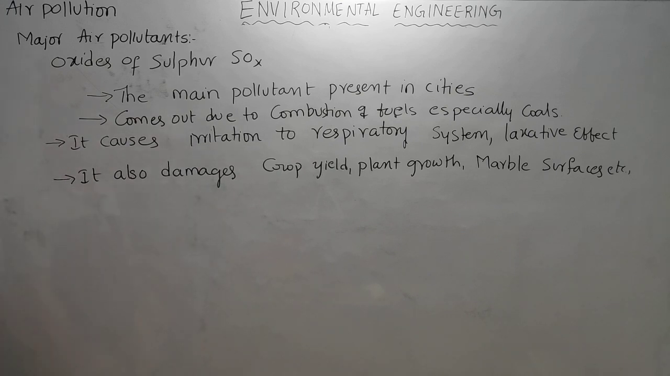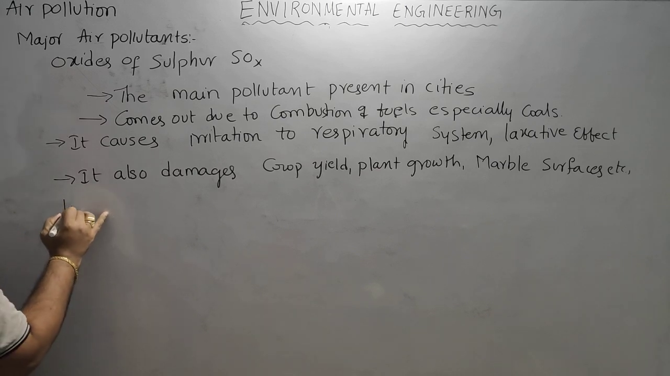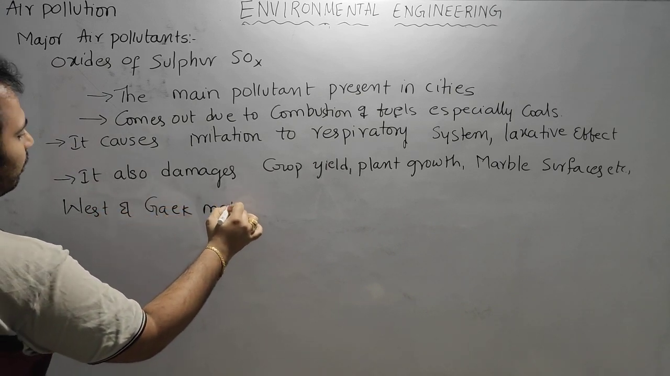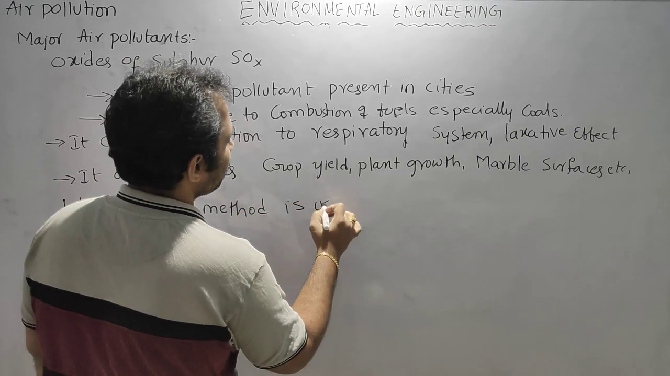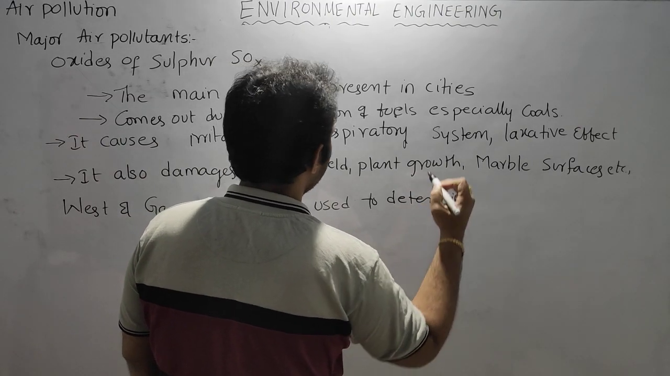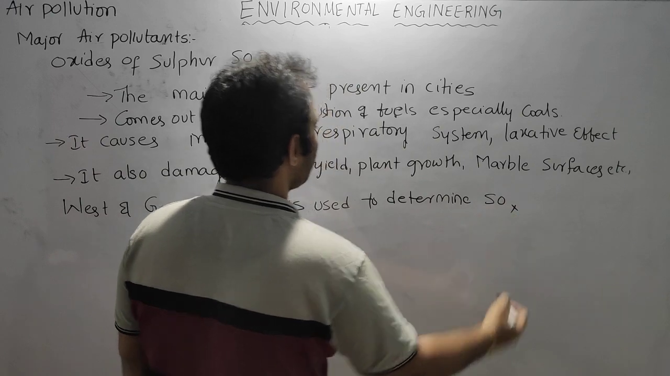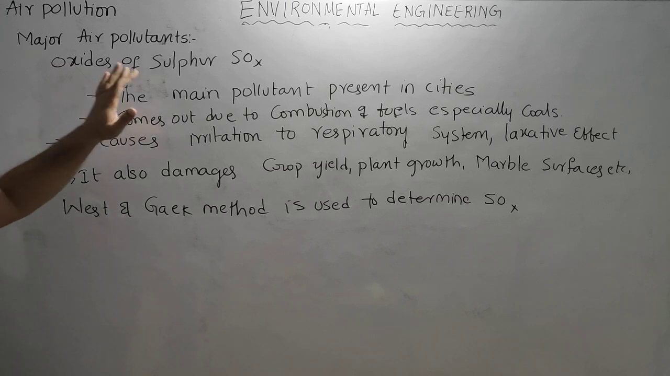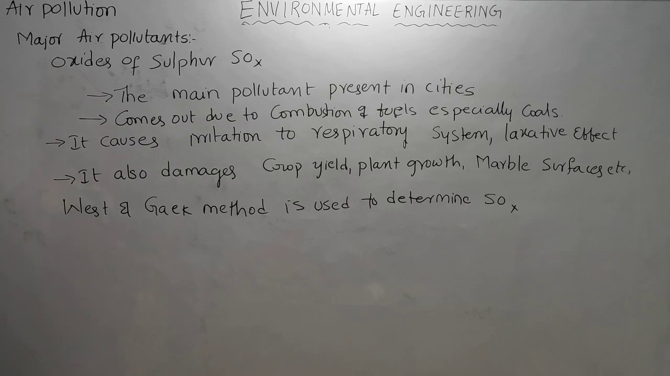And how to measure this? We use the West and Gaeke method to determine SOx. This is the most predominant pollutant present in the cities. That is a very, very important point. After this, the next major pollutant is oxides of nitrogen.